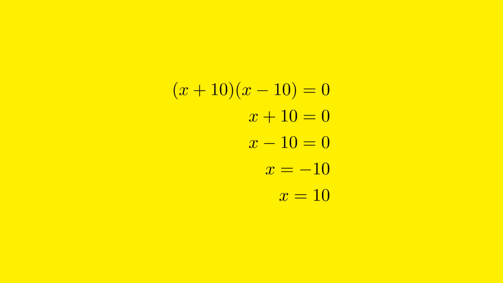These solutions satisfy the original equation x squared minus 100 equals 0. Therefore, the solutions to the problem are x equals minus 10 and x equals 10. This completes the solution.